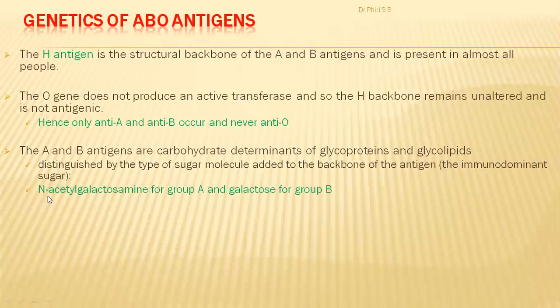So N-acetylgalactosamine will code for group A. Galactose is for group B. If you add N-acetylgalactosamine to H antigen, then you have antigen A. If you add galactose to H antigen, then you have antigen B. So the antigen for A, on top of the H antigen backbone, will also have N-acetylgalactosamine that has been added by this enzyme, which is called a transferase. Then if you add galactose, this H antigen will be transformed into B antigen.